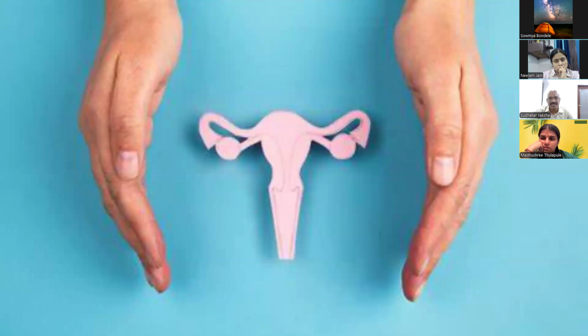There are more than 100 serotypes, but only 30 serotypes are causing cancer. Among them, 70% are caused by 16 and 18. The vaccine is given only for 16 and 18. So there is a minor risk. Always there is a minor risk. Okay, sir. Thank you, sir. Yes, ma'am.